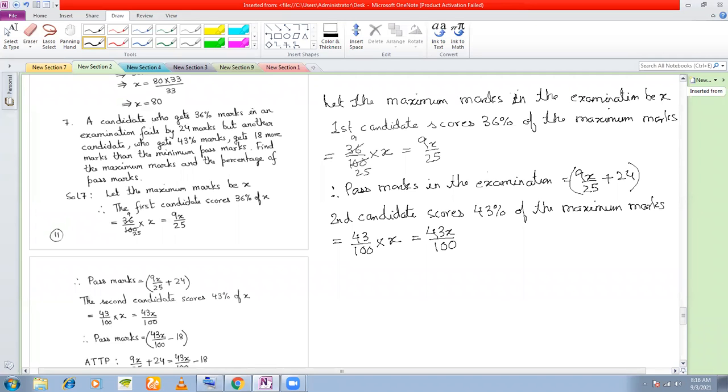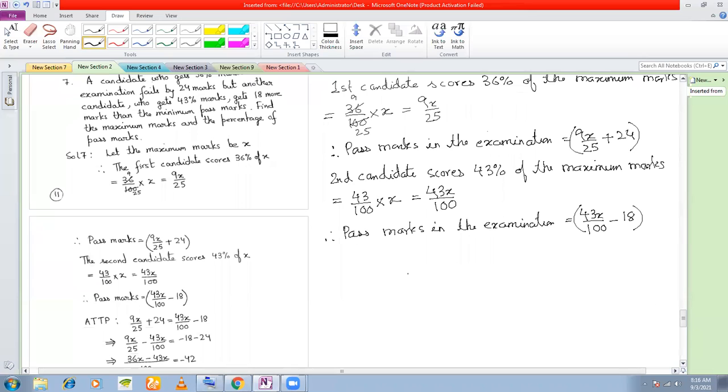That means if you reduce 18 from his marks, you will exactly get the pass marks, right? So therefore, what should be the pass marks? Whatever marks he got, and he got 18 more than the pass marks, so you reduce 18. Okay. Now, pass marks of the examination cannot be different. It will be the same for all the candidates. Therefore, this one and this one must be equal.